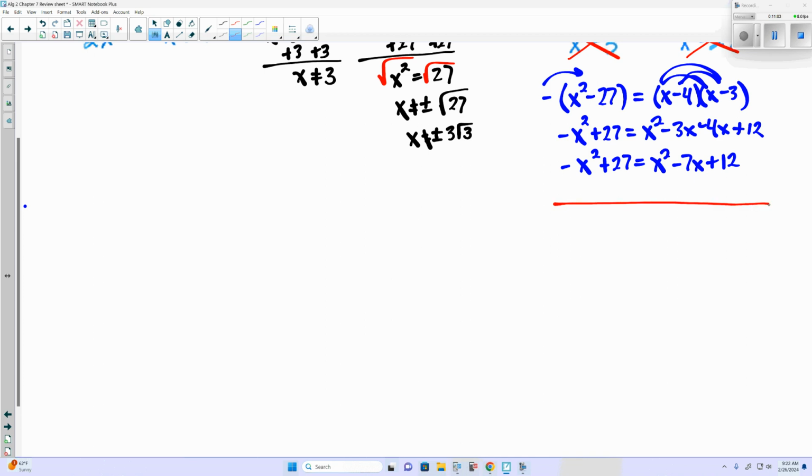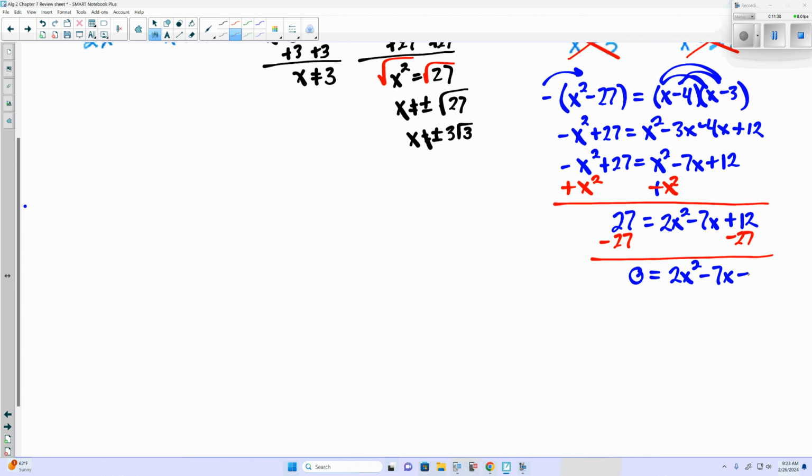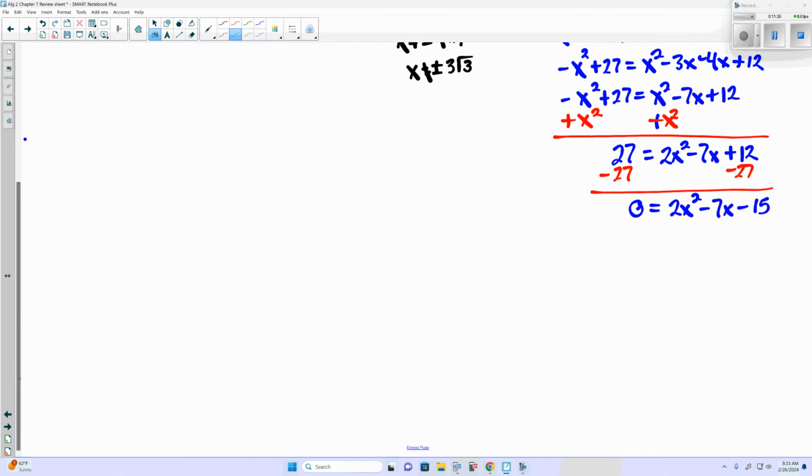Now, since we have x squared terms, we need to get this equal to 0, so I can add x squared to both sides, telling us that 27 is equal to 2x squared minus 7x plus 12. Then we can subtract 27 from both sides, telling us 0 is equal to 2x squared minus 7x minus 15. Questions on how we got to this point here?